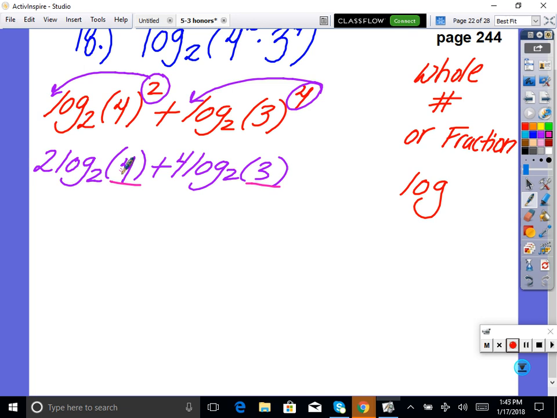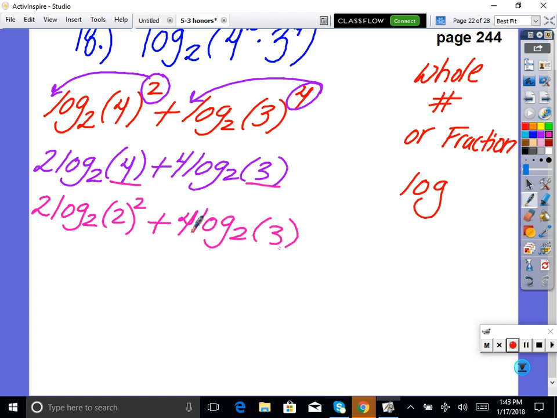Well, isn't 4 2 to the second power? So let's rewrite this: 2 log to the base 2 of 2 squared plus 4 log to the base 2 of 3. Now, there's nothing we can do here.